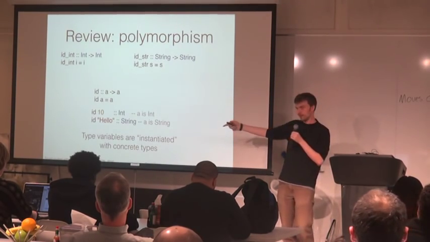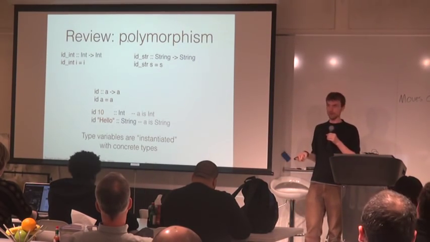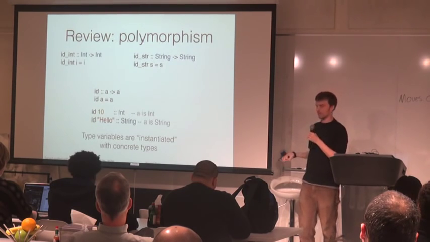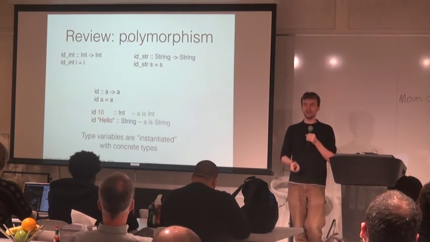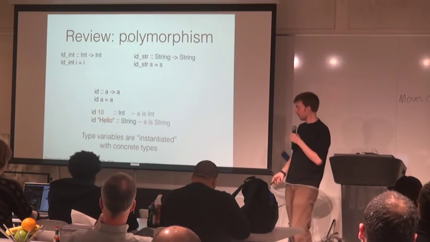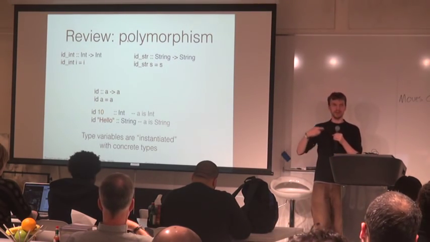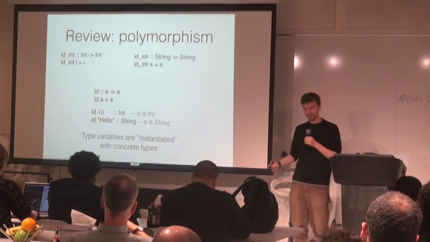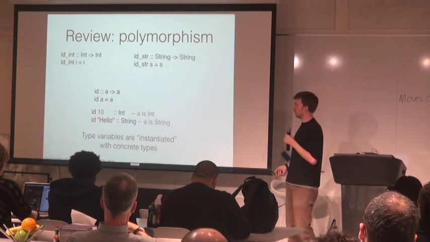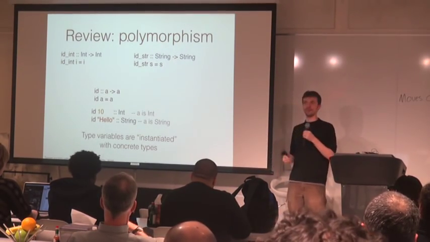And so in the second case, when you pass it a string, it says, oh, well, A must be a string because I know my argument has type A and my argument is a string. And so the term for what's happening there is the type variables are getting instantiated with concrete types. And that's sort of how polymorphism works.